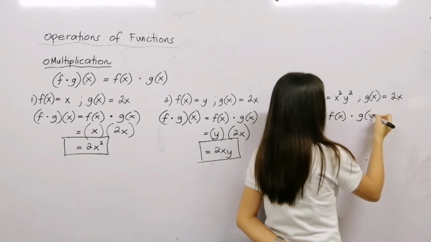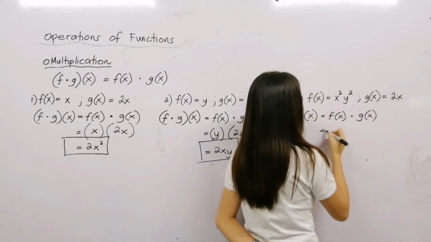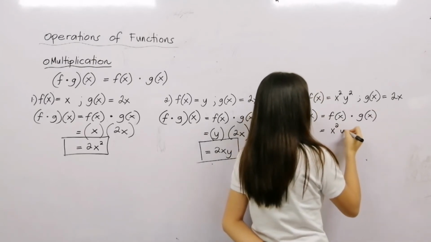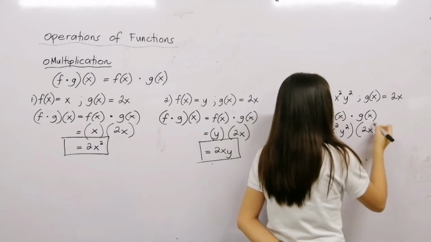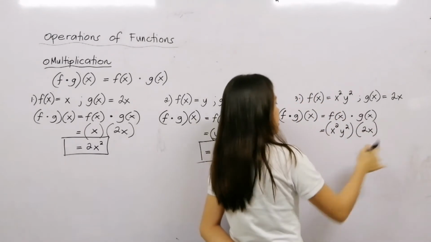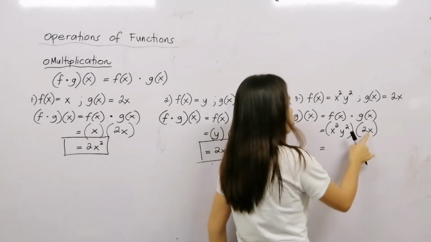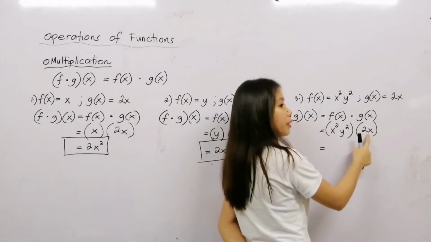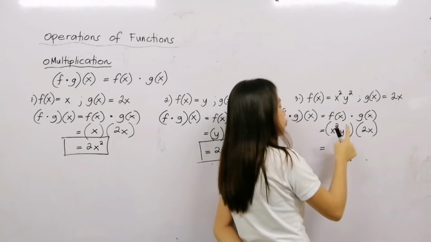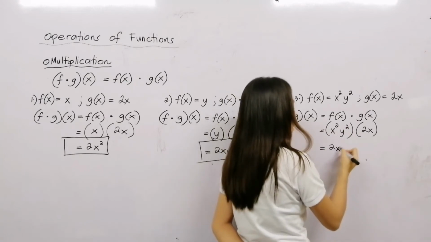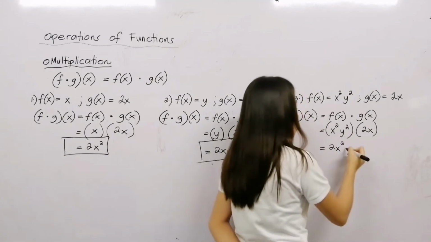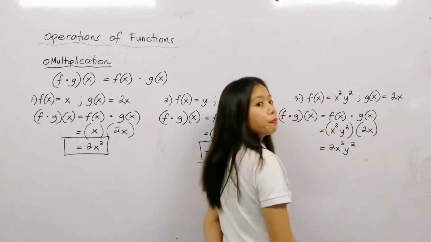to g of x. This would be x squared y squared multiply to 2x. Final answer here would be 2x multiply to x squared y squared. This would give us 2x cubed y squared.